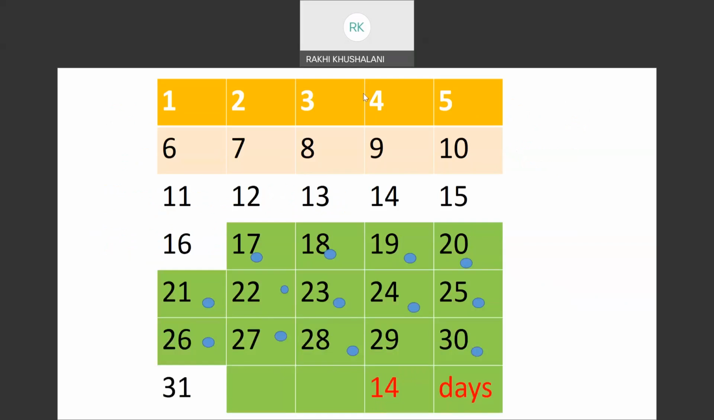Again, let's go to my calendar and check there. 17, 18, 19, 20, 21, 22, 23, 24, 25, 26, 27, 28, 29, and I reach 30 after counting 14 days. From 17th, after counting 14 days, I reached 30th. Okay, let's see by doing the formula. Did we get it? Let's check.